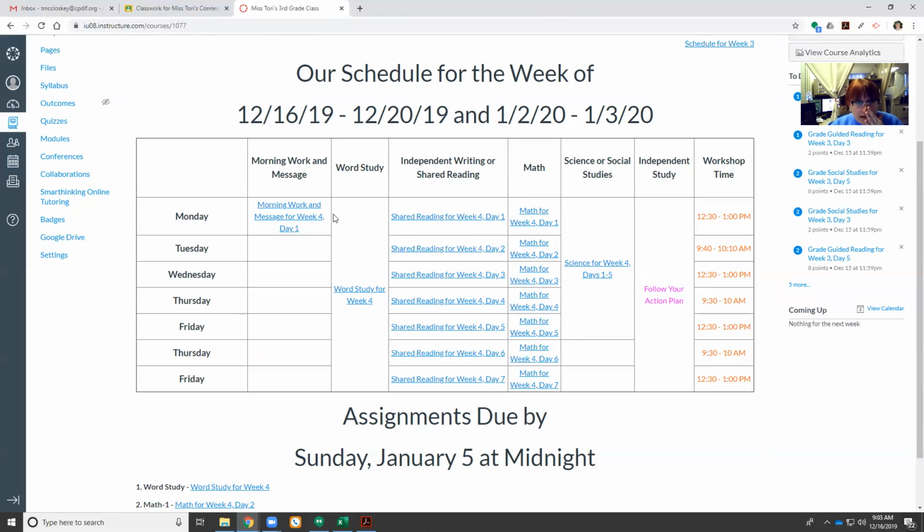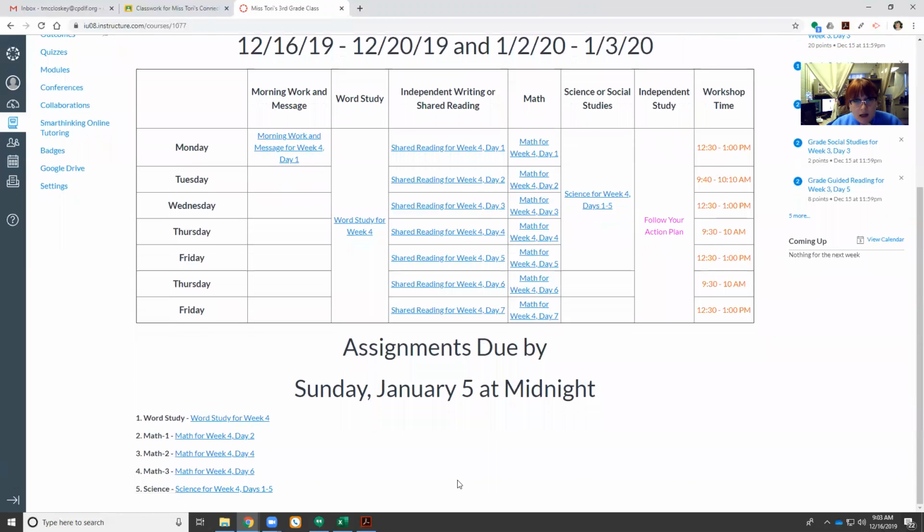So morning work and message, I will fill in as we go. Word study, that's the whole length of this. Shared reading, there's a different chapter every day. Math, we're continuing with that multiplication division unit. Science, social studies, I have this broken up for Monday through Friday, and I'm going to put in something for Thursday, Friday. Follow your action plan and the workshop times.